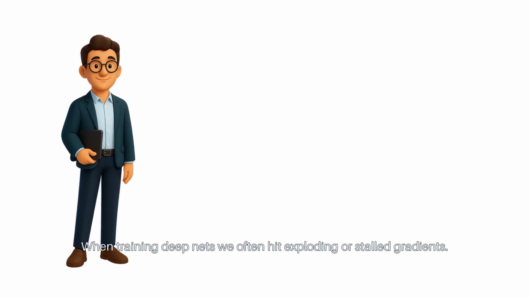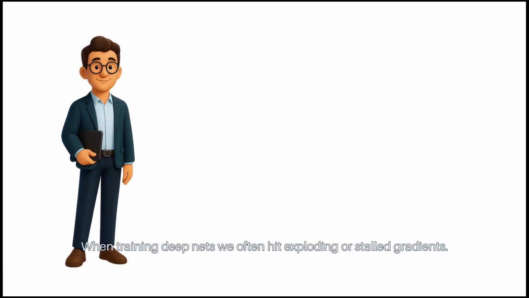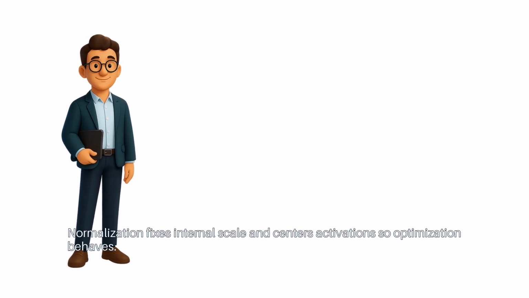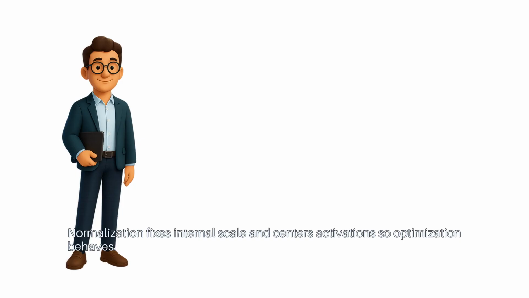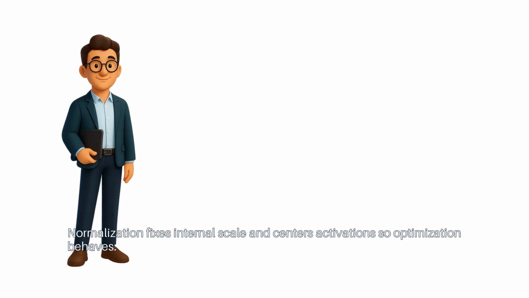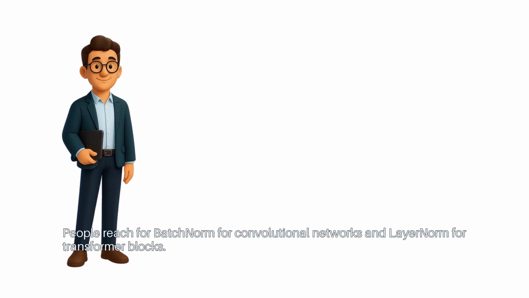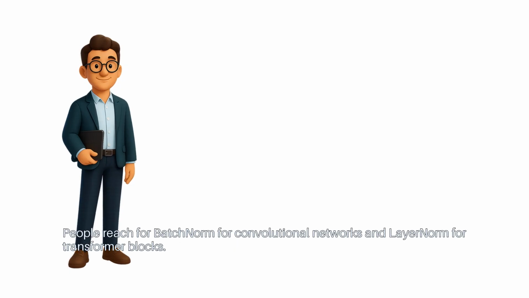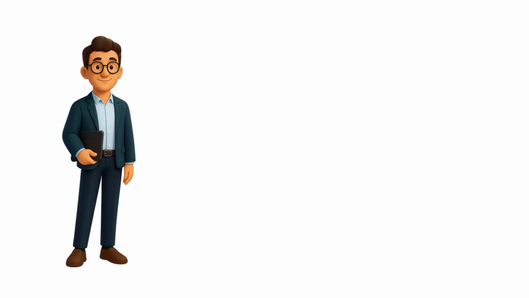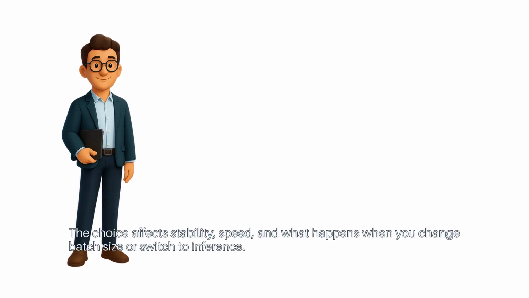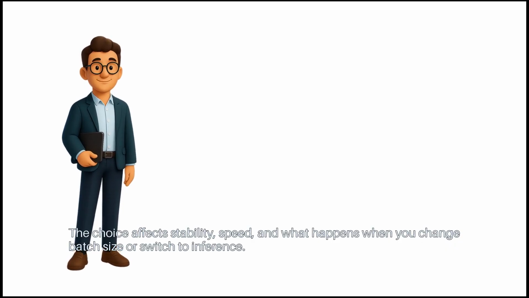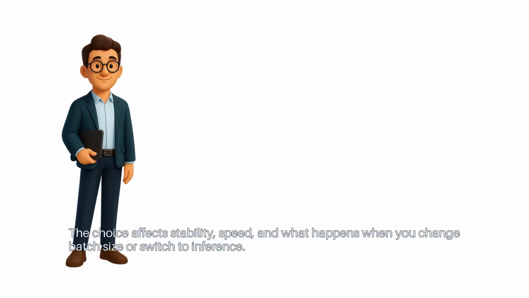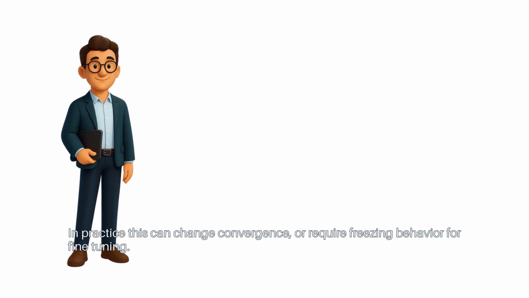When training deep nets, we often hit exploding or stalled gradients. Normalization fixes internal scale and centers activations so optimization behaves. People reach for BatchNorm for convolutional networks and LayerNorm for transformer blocks. The choice affects stability, speed, and what happens when you change batch size or switch to inference. In practice, this can change convergence or require freezing behavior for fine-tuning.